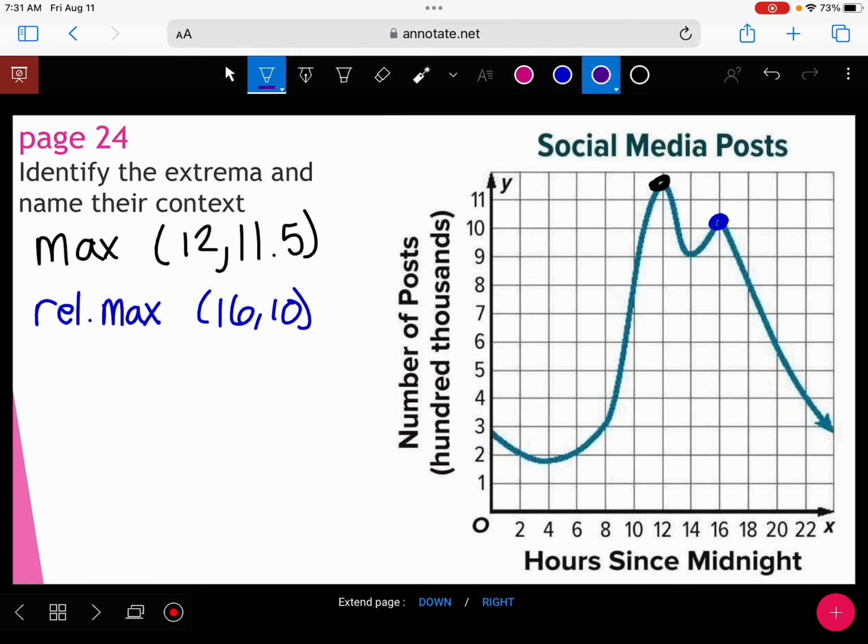What else we got? A relative minimum. A relative minimum where? 14.9. 14.9. We got a little valley right here. So a relative min at 14.9. Anything else? No.